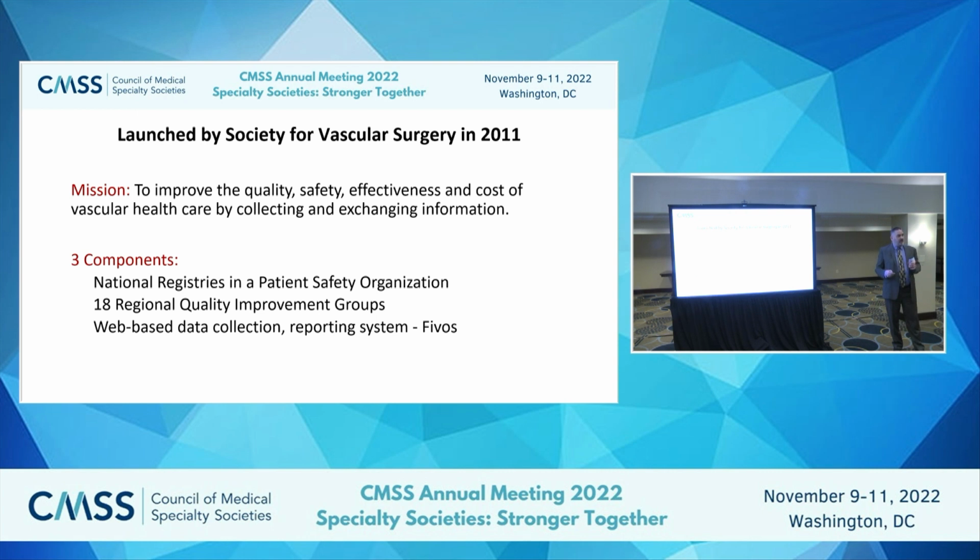So the Society for Vascular Surgery, our Vascular Quality Initiative, really started out in around 2003, more of a regional effort in the New England. But as it was growing, they then engaged the Society for Vascular Surgery to take it national. We took over in 2011. So similar mission to the others.